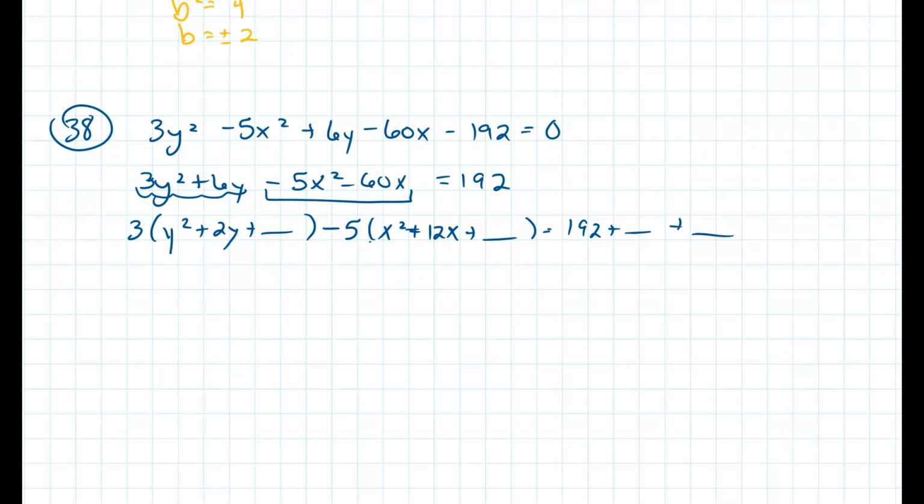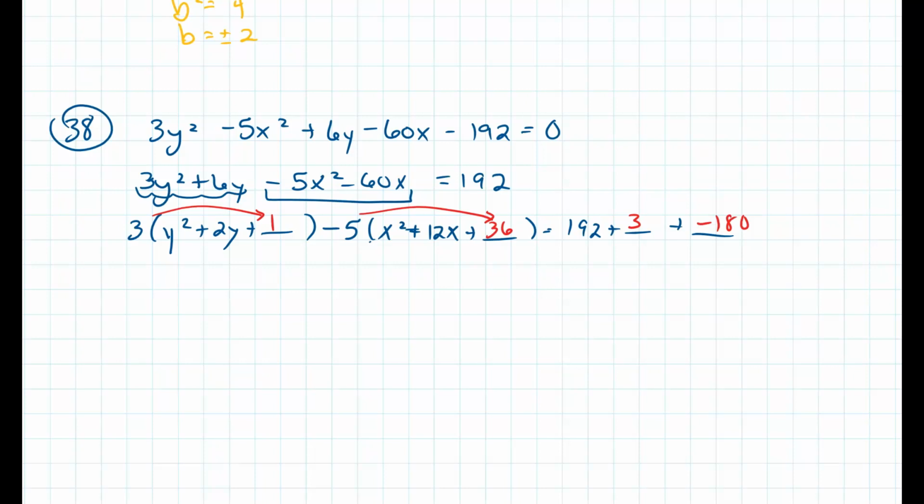Okay, so let's do completing the square. Divide 2 by 2, it's 1. 1 squared is 1, so we multiply by 3. That gives us a positive 3. 12 divided by 2 is 6. 6 squared is 36. We're going to distribute the negative with that, and that's going to be a negative 180. Okay, so let's do our math real quick.